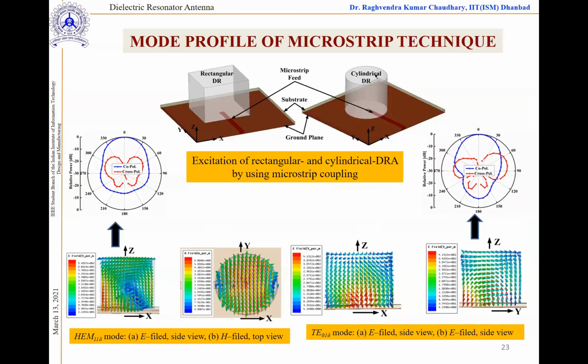Like here, if you see the cylindrical DR, let us focus on the cylindrical DR. We put it over this thing, and what we got is the TE01 delta mode. Sorry, this is actually the cylindrical DR, and this is for the HE11 delta mode. So here we have the field profile like this, and we have the radiation pattern, a directional radiation pattern.